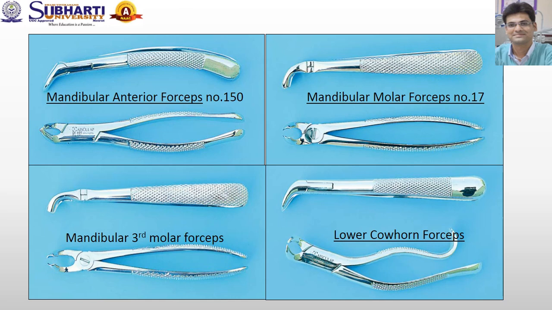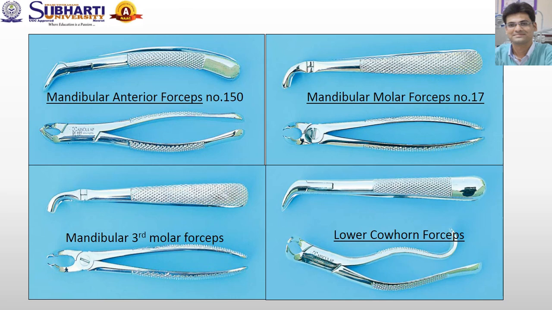Mandibular molar forceps, number 17, are meant for extraction of mandibular molars. The mandibular molar has two roots, placed mesial and distal. So these forceps have a beak which is placed buccally and lingually, and there is no pair of forceps like in the case of the maxilla. Mandibular third molar forceps are meant for extraction of mandibular third molars which are fully erupted in the oral cavity.